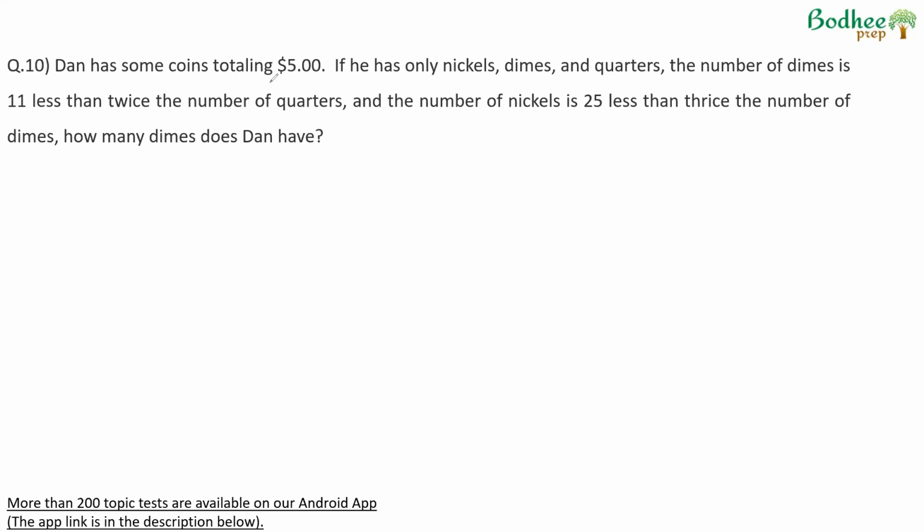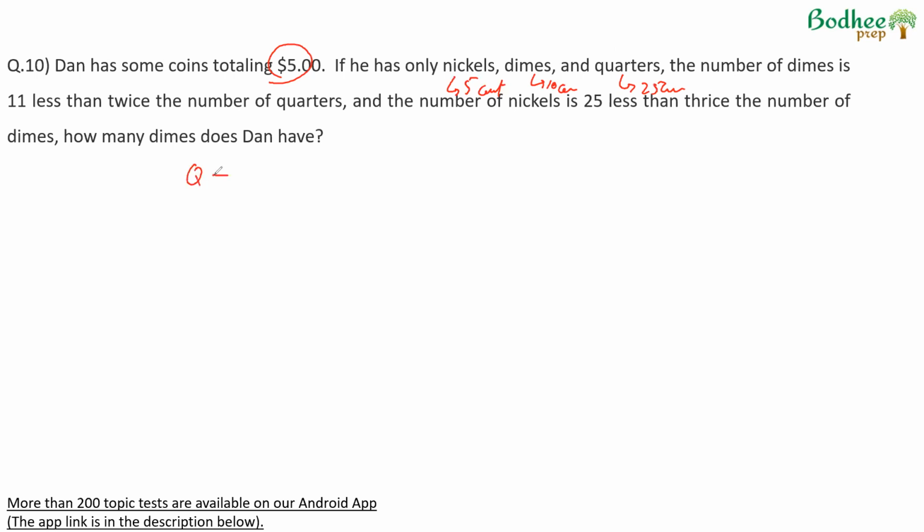Dan has some coins totaling $5. He has only nickels, which is 5 cents, dimes, 10 cents, and quarters, 25 cents. The number of dimes is 11 less than twice the number of quarters. The number of nickels is 25 less than thrice the number of dimes. How many dimes does Dan have?